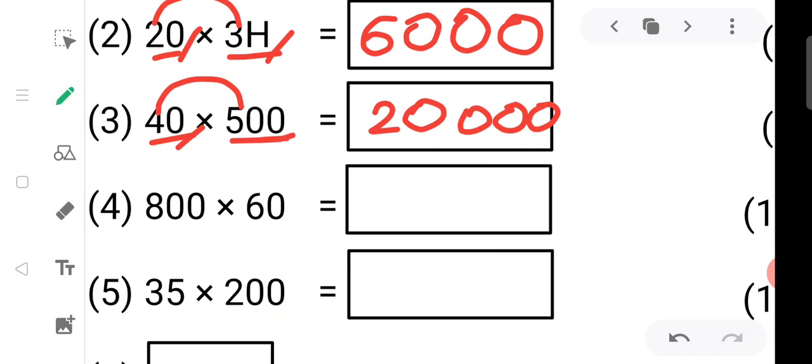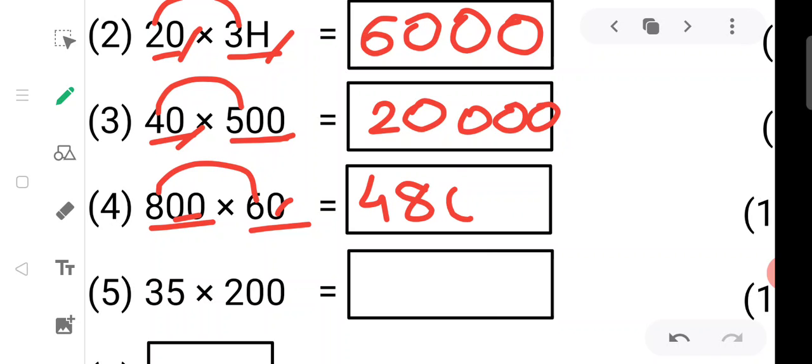Next one is 800 multiplied by 60. So, here we multiply 6 by 8. 6 8s are 48. And how many zeros do we have to put here? See, 2 zeros from 800 and 1 zero from 60. So, 3 zeros. We have to put 3 zeros in front of 48. So, we get 48,000.